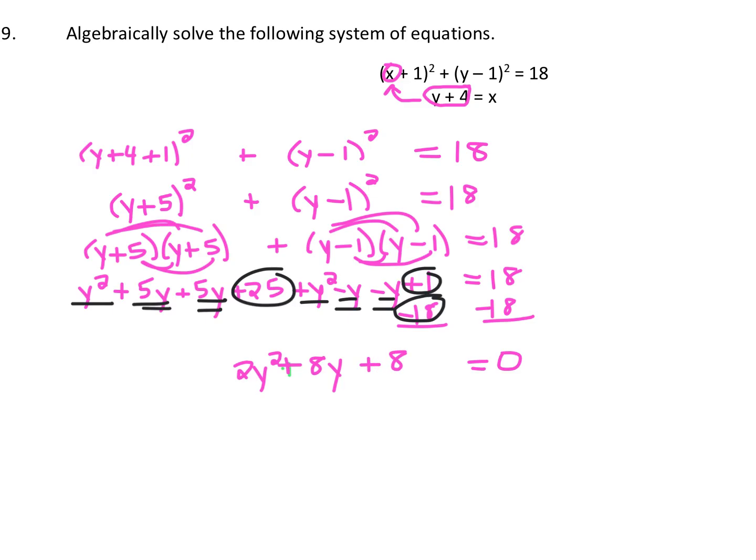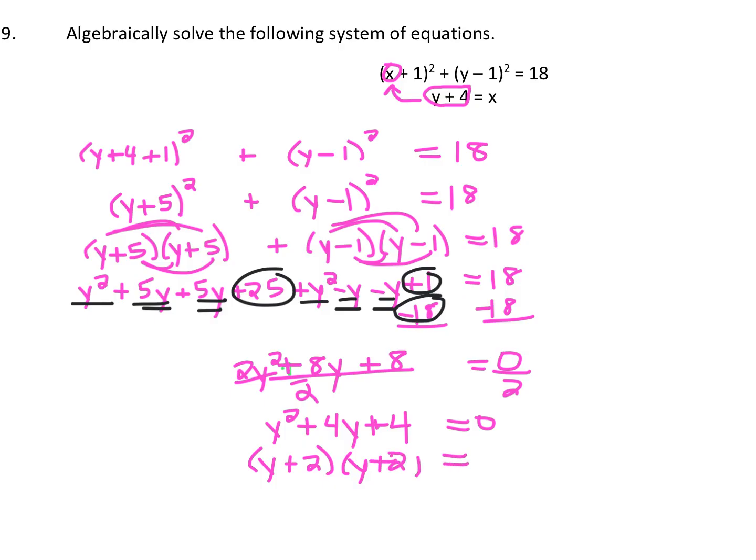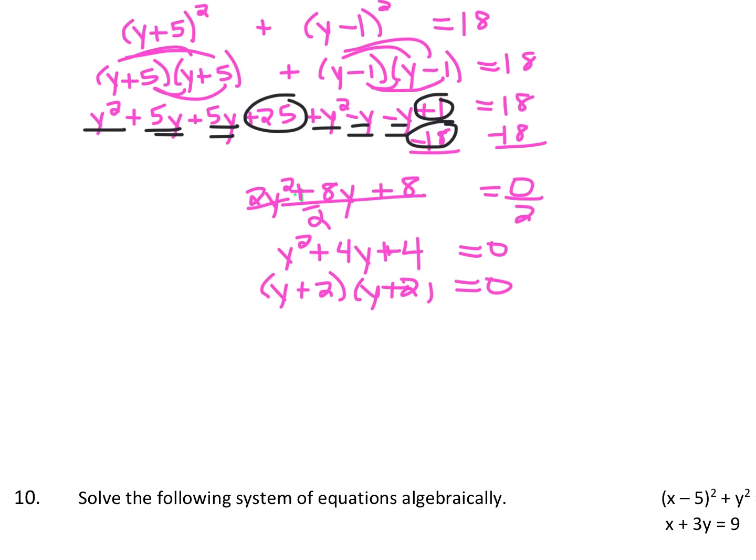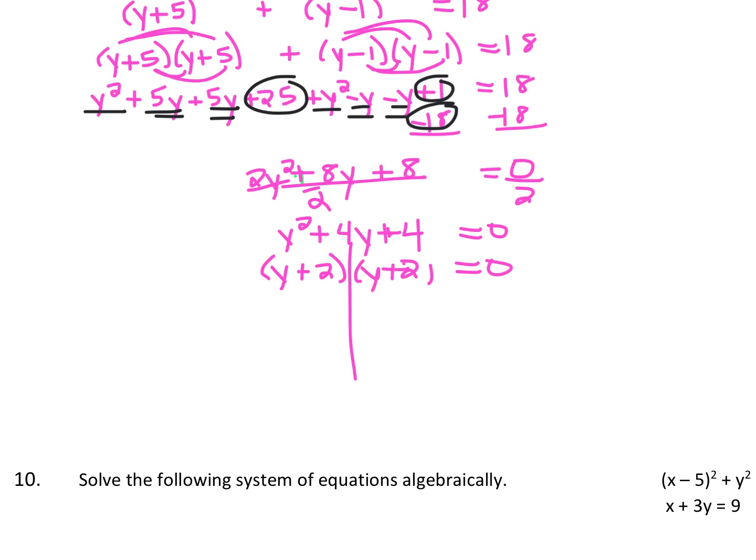Okay, and just like the last problem, these are all even, so I might as well just divide by 2. And that'll leave me with y squared plus 4y plus 4 equals 0. All right, so this is a pretty simple one to factor. We're coming up with 2 numbers that multiply to 4 and add to 4. So that would be 2 and 2. If I make a t-chart, I wind up with both solutions being y equals negative 2.